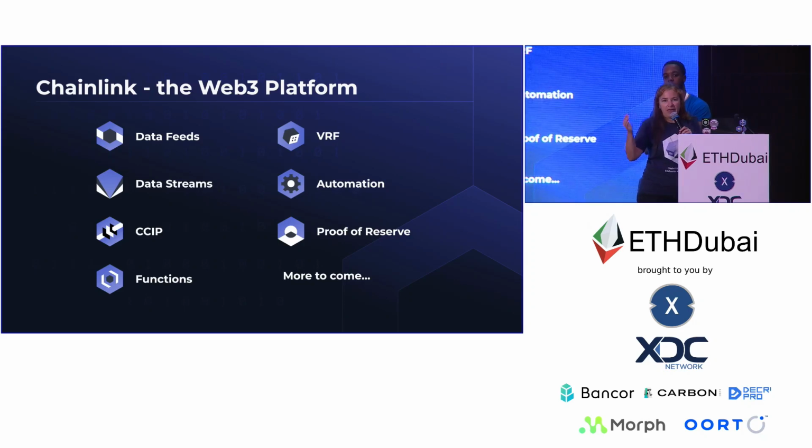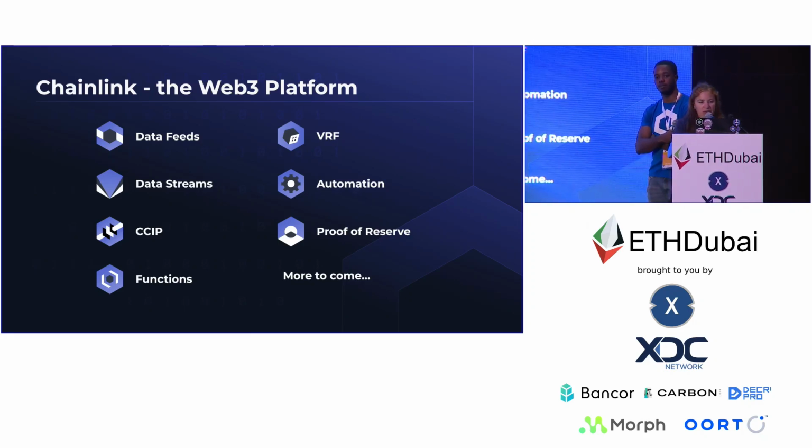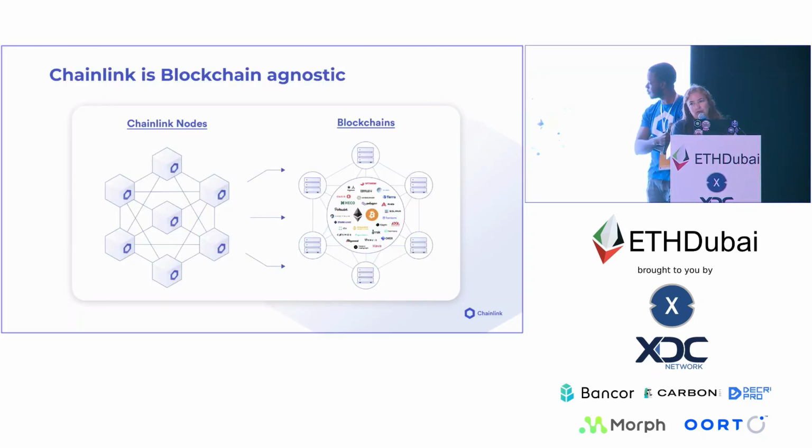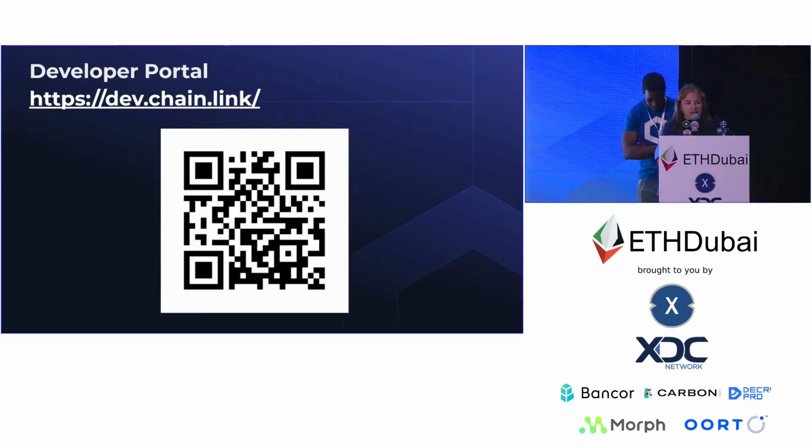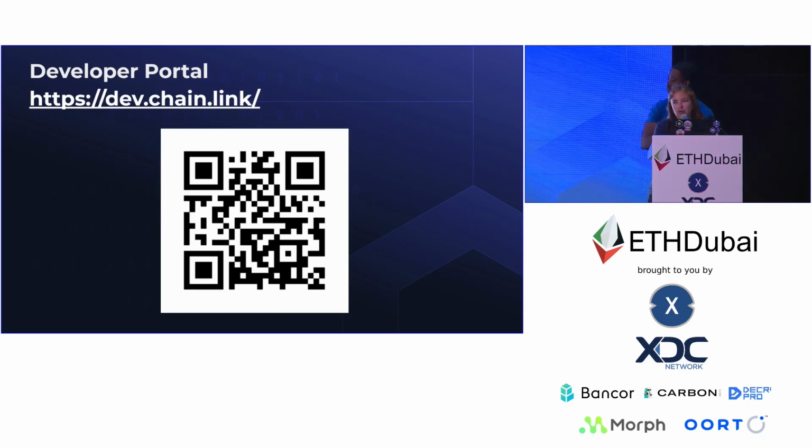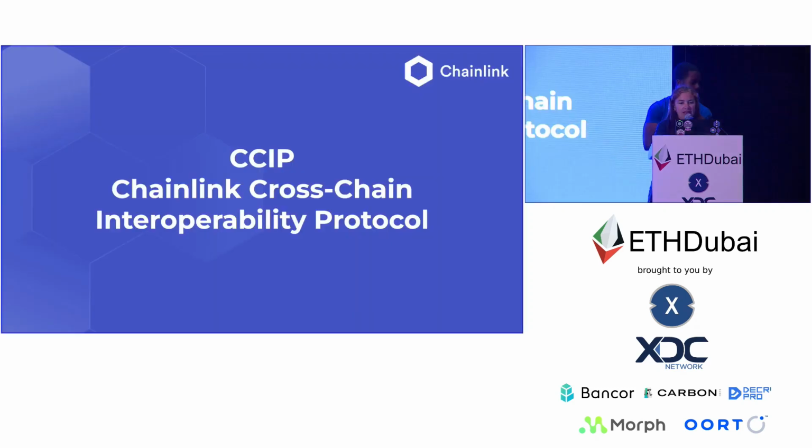And now CCIP, I will go deep on CCIP so we can do this together. I already told you that Chainlink is not a blockchain, but we have our services in different blockchains, many blockchains. And if you'd like to check more about all the services, I recommend you go to the Developer Portal, because you have use cases, you have the documentation, everything is over there. You already have the QR code of the presentation, so we have everything. And let's talk about CCIP, the Chainlink Cross-Chain Interoperability Protocol.